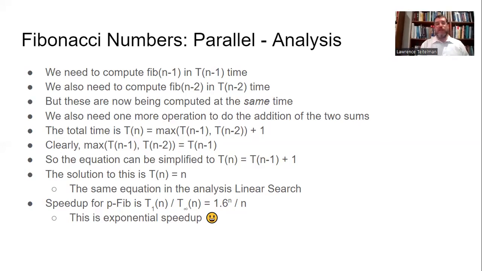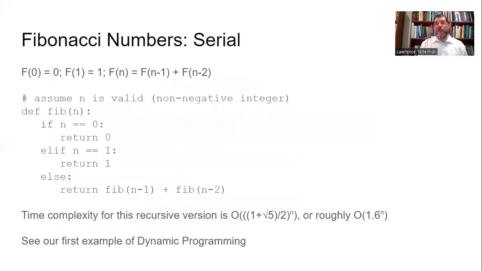Now the question is, why is it so good? Why did it end up being so good? Is it because we did something brilliant here? What's the real reason that we got such a good speedup here? The reason we got such a good speedup is not because this is such a brilliant insight. It's because our original algorithm was so bad. This way of computing Fibonacci numbers, as we already know, is just really bad.